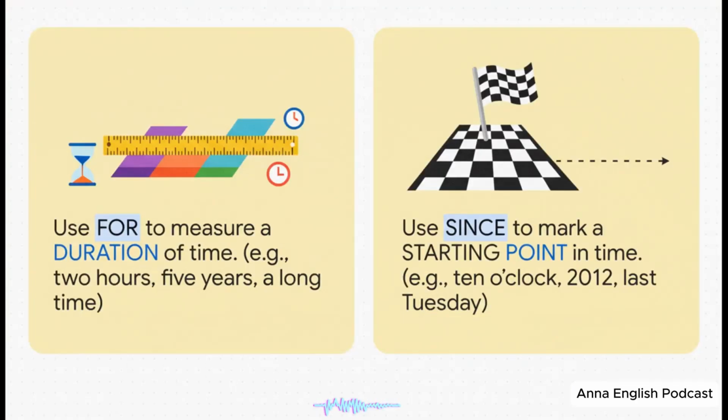And here it is. This is the one simple rule you need to remember. We use for when we're talking about a duration, a period of time. Think of it like a ruler. It's measuring how long. For 2 hours, for 5 years. And we use since when we're talking about a starting point. Think of it like the starting line of a race. It's a specific moment. Since 10 o'clock. Since 2012. That's it. Duration versus starting point.